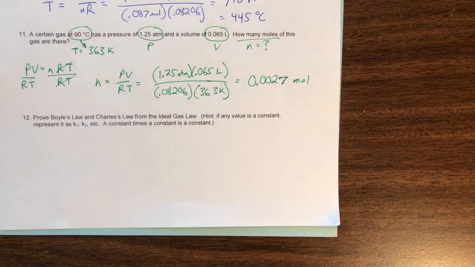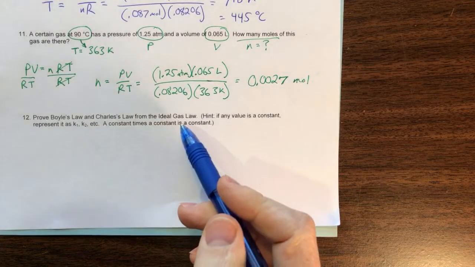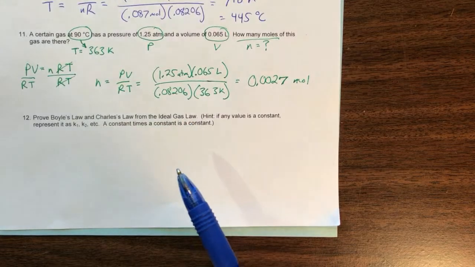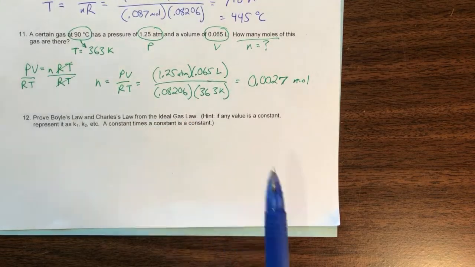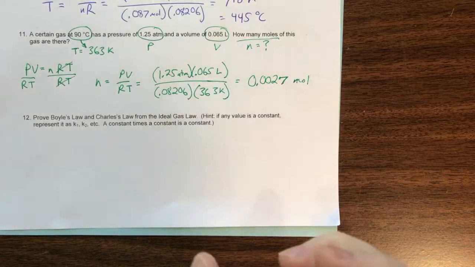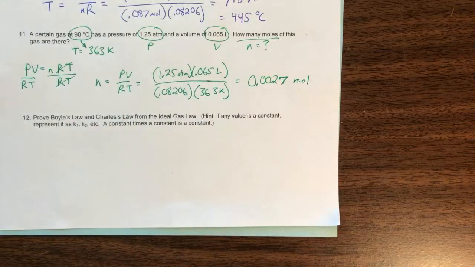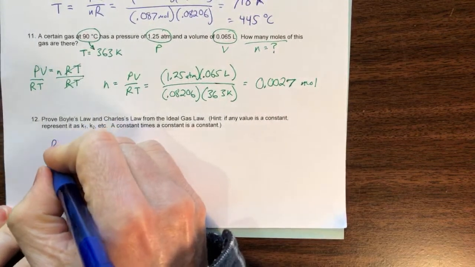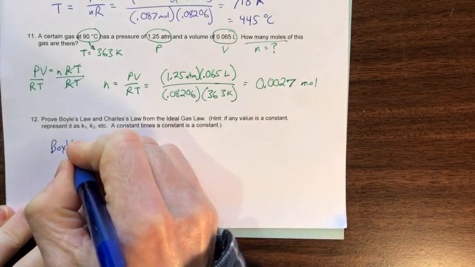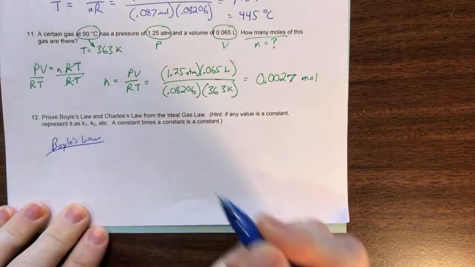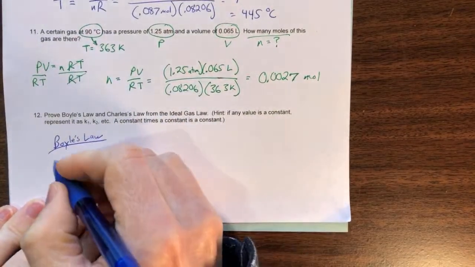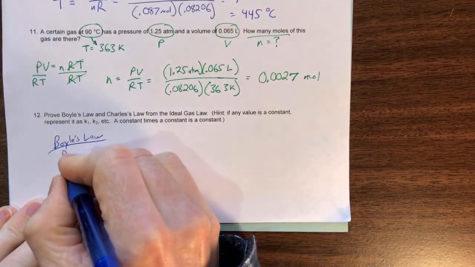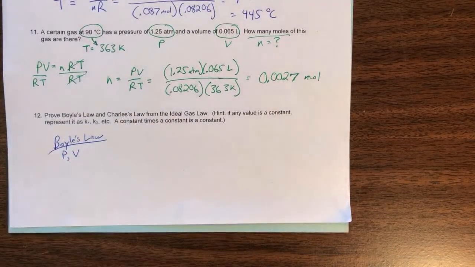So Boyle's law and Charles' law are all related to the ideal gas law. At the very beginning, when we talked about the ideal gas law, we looked at the gas laws and combined them together to make the ideal gas law. But let's just go ahead and do this. So for Boyle's law, we are looking at pressure. So what are our variables? Our variables are pressure and volume.